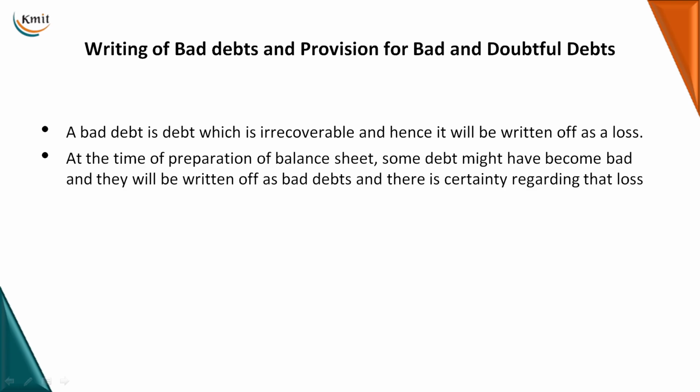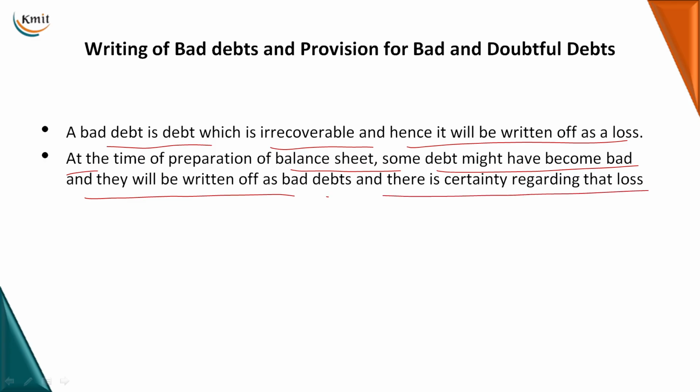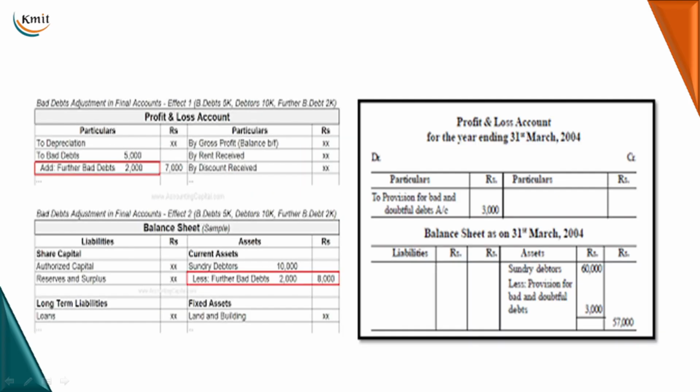Next, writing off of bad debts and provision for bad and doubtful debts. A bad debt is a debt which is irrecoverable, and hence it will be written off as a loss. At the time of preparation of the balance sheet, some debts might have become bad and they will be written off as bad debts, and there is a certainty regarding that loss.